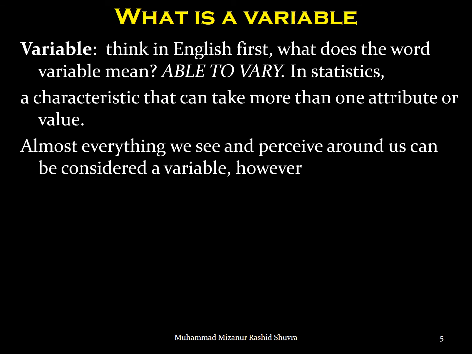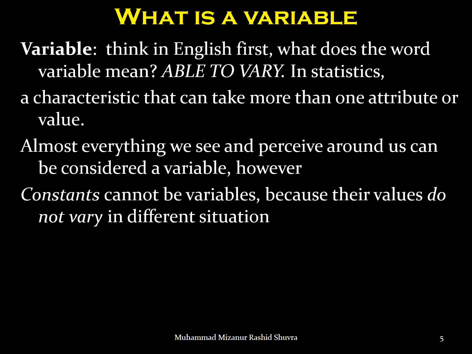And almost everything we see or perceive around us can be considered a variable, right? Because just close your eyes or open your eyes, whatever, and think about anything, and you will see that they will vary. Except there is an exception, of course, like constants. Constants cannot vary, they are fixed numbers, right? So a 2 is a 2 everywhere in the universe, although philosophically there's debate about that. But a 2 should be a 2 everywhere.